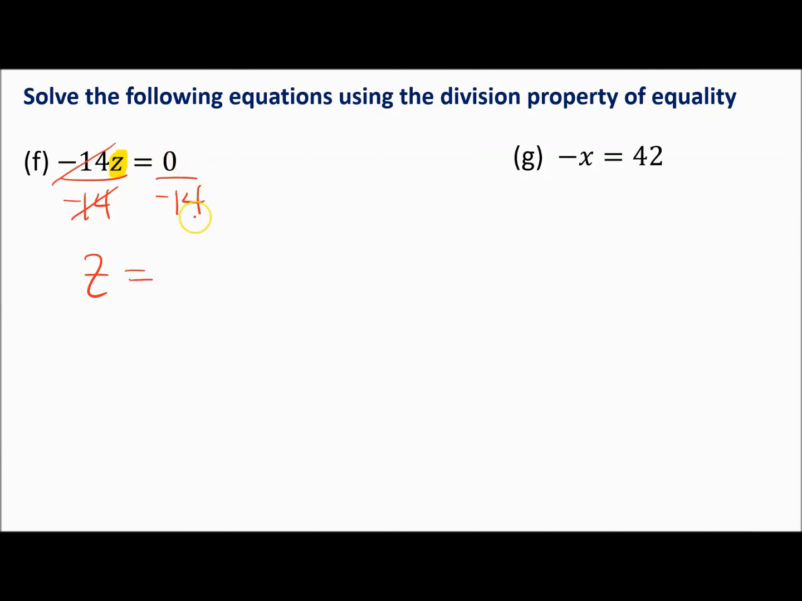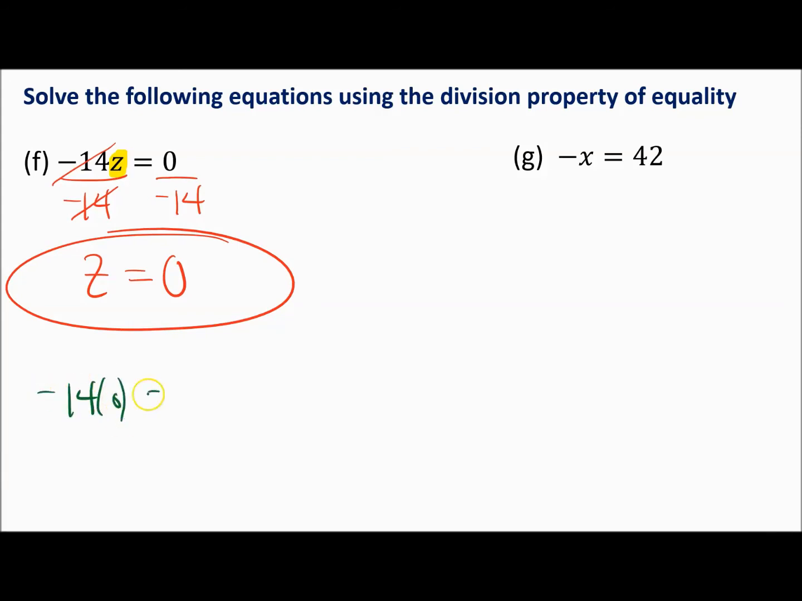What is 0 divided by negative 14? First of all, can I even do that? Sure you can. Properties of 0 say that 0 divided by a number that's not 0 is 0. What you can't do is divide by 0. If the negative 14 were 0, that's not allowed. Okay, so the answer is 0. Check it. Is negative 14 times 0 equal to 0? Well, sure it is. Yes, that's totally right.